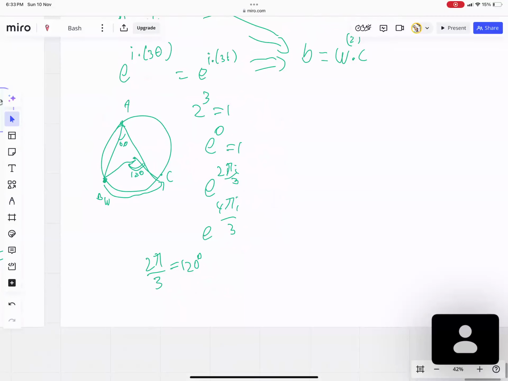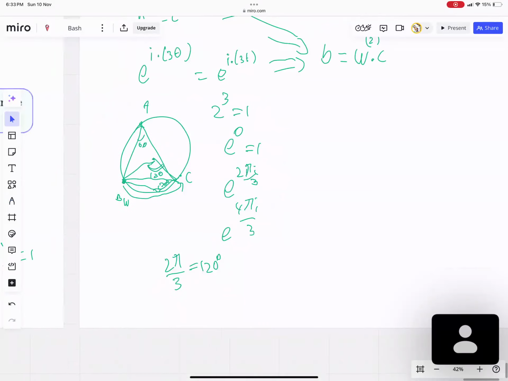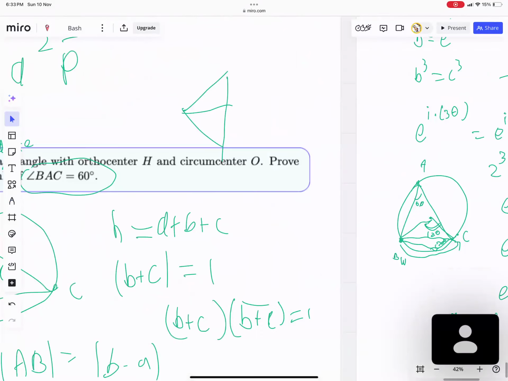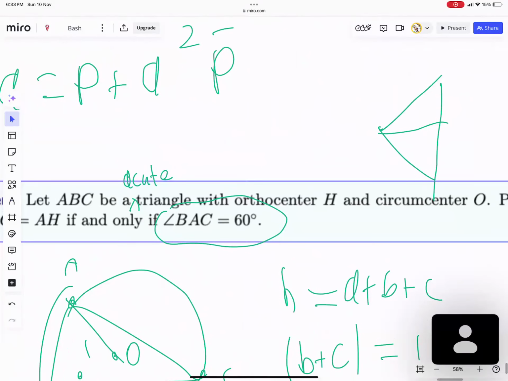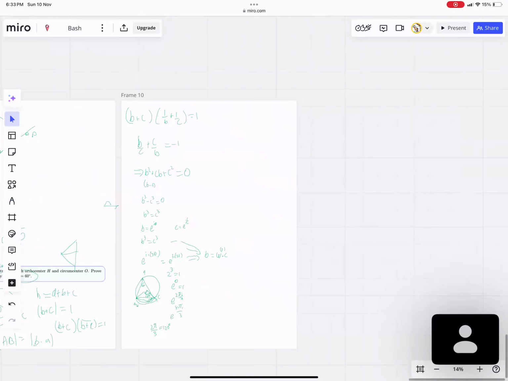Now there's one small technicality here. What if the triangle looks something like this? This would give that this angle is 120 degrees. But here, I mentioned that it's an acute angle triangle. So that solves the problem. Is that fine with everyone? Yes. Yeah.